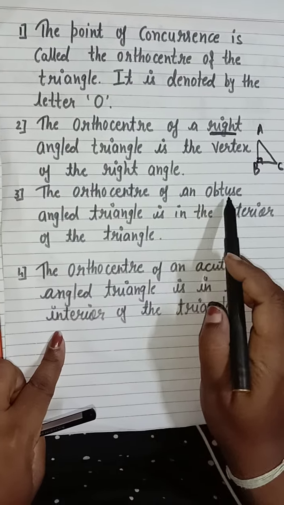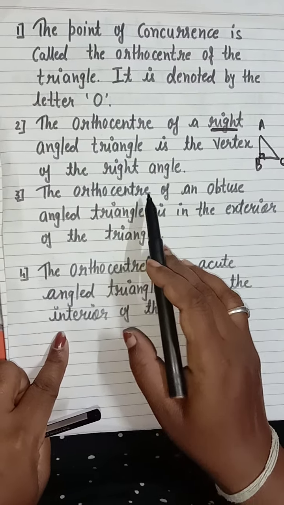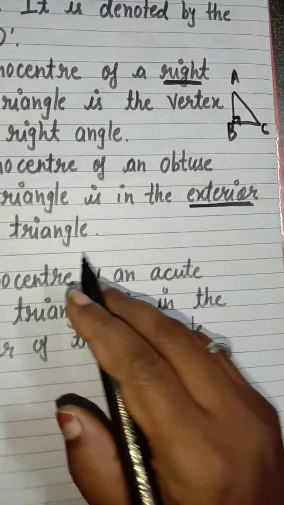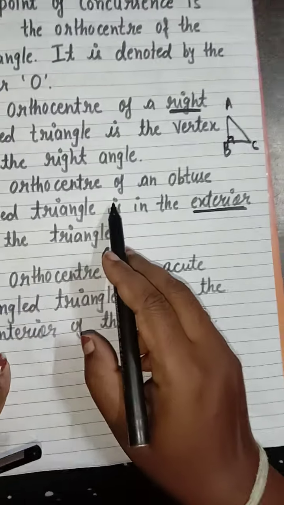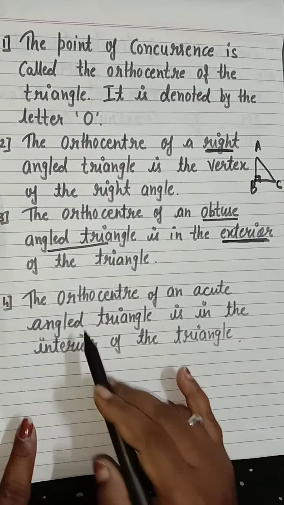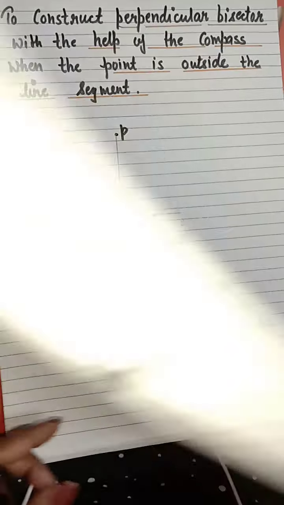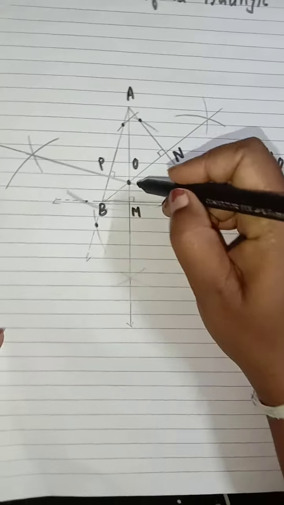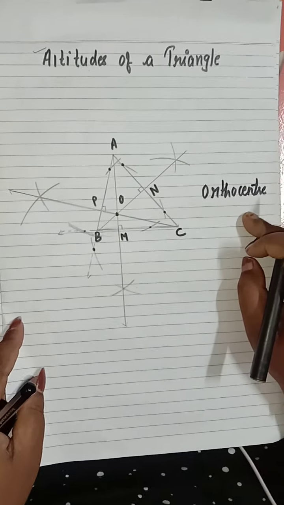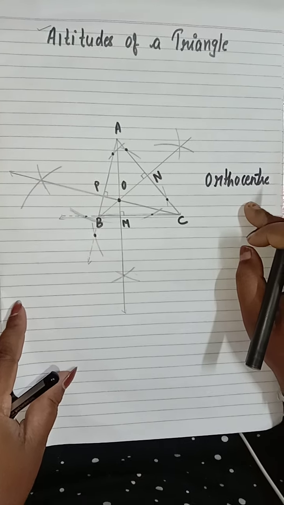The orthocenter of an obtuse angle triangle: if the angle is more than 90 degrees, the orthocenter will be exterior, means it is outside. And the orthocenter of an acute angle triangle is in the interior of the triangle, inside the triangle. Okay, so this is about the orthocenter. Orthocenter is nothing but the point of concurrence where the three altitudes of a triangle meet. Thank you.